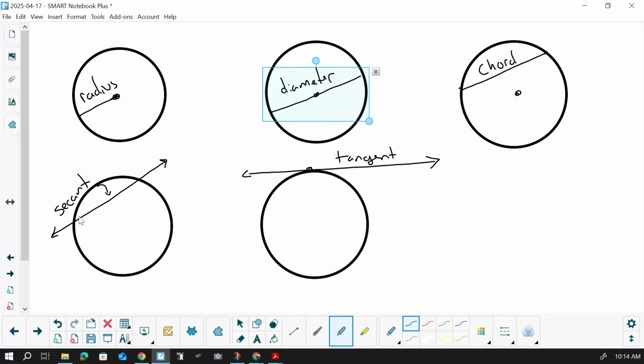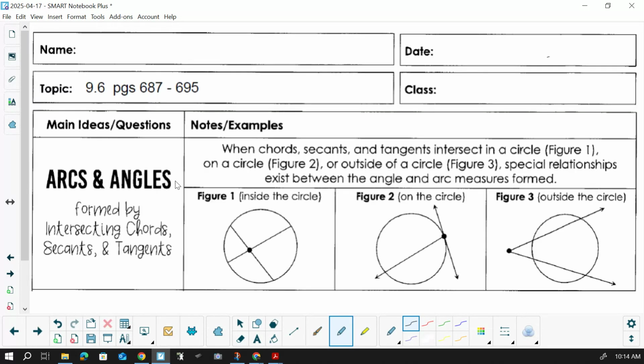A secant and a chord are similar. The secant extends outside the chord. The endpoints are on the circle. Okay. You can have some different interactions with these.